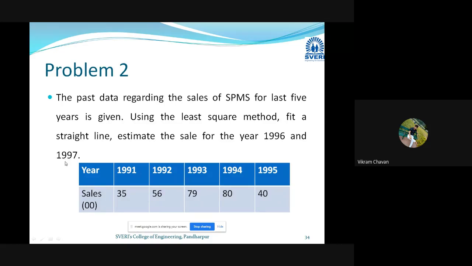First of all, draw the table. The first column will be serial number, the second column will be year, and the third column will be sales, that is Y. The fourth column will be deviation, that is X. The next column will be X square, the deviation square. Then the next column will be the multiplication of deviation and sales value, that is X multiplied by Y. Make such columns and then write down all the values: serial numbers 1 to 5, all the years, then the sales value in front of each year.